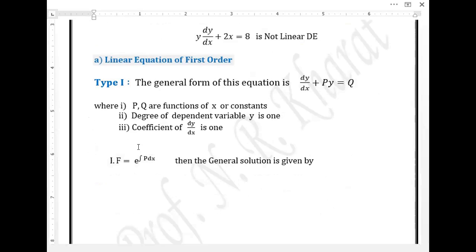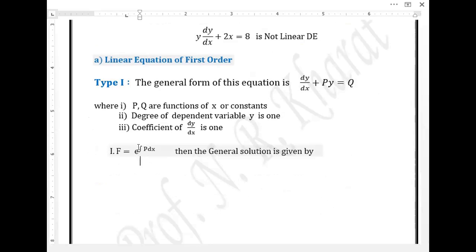Then the general solution can be found with the help of the solution of the given differential equation, where y is my dependent variable. We have to find a solution. y into the integrating factor is equal to the integration of q into the integrating factor with respect to dx, plus c. This is the general formula to find the general solution of the linear differential equation in dy by dx.